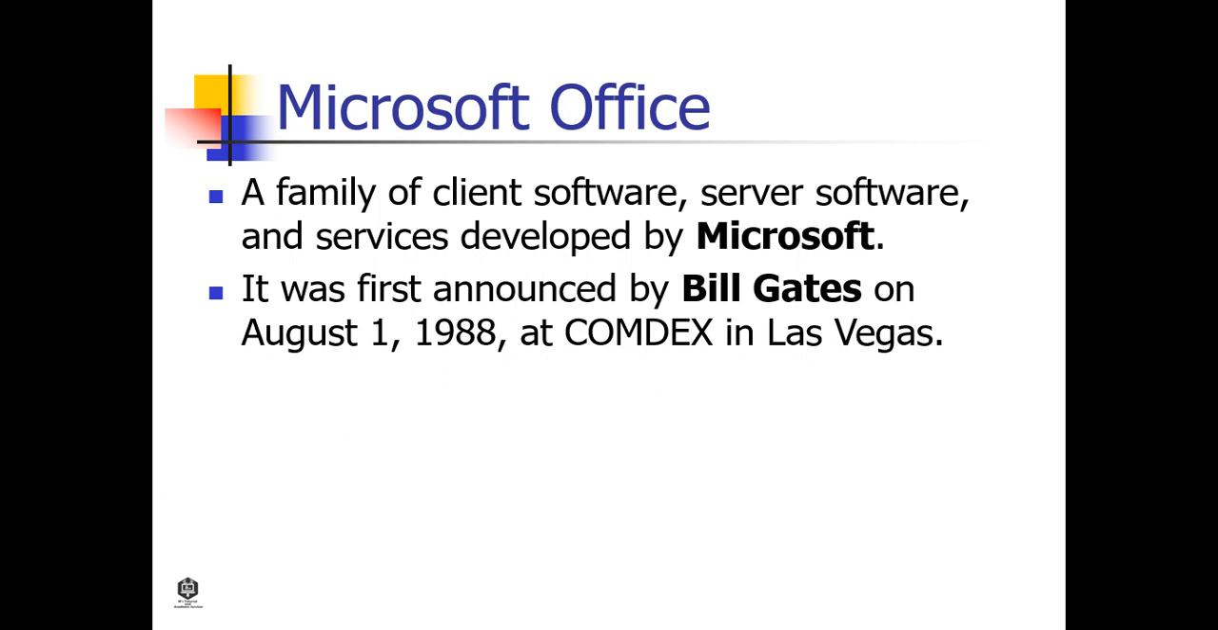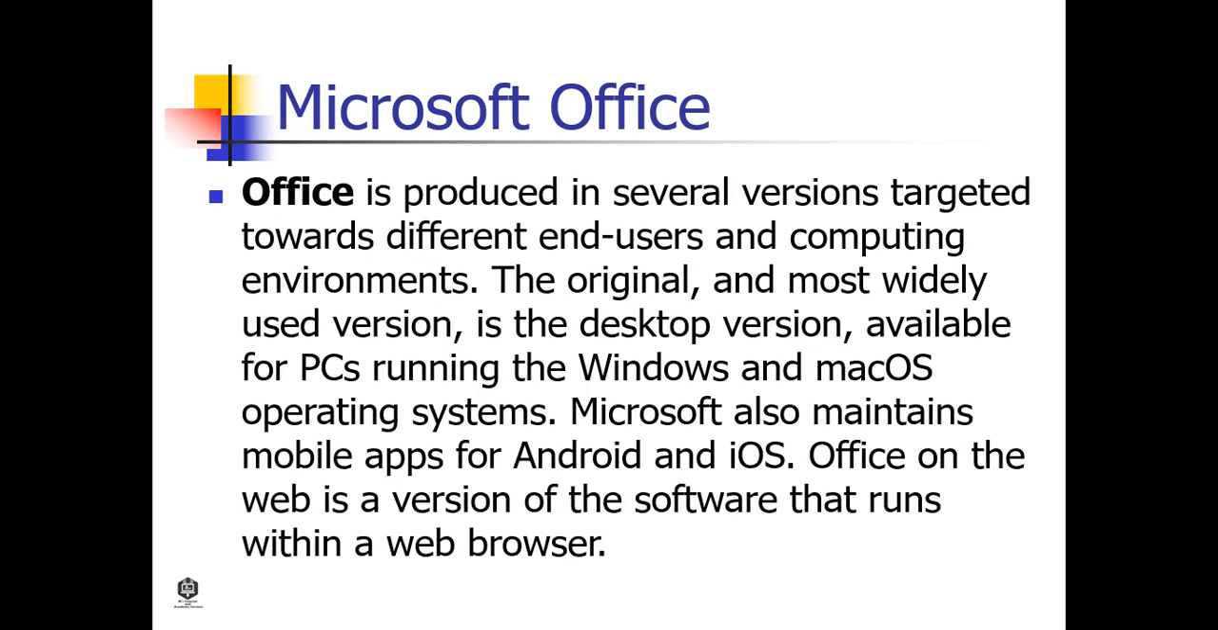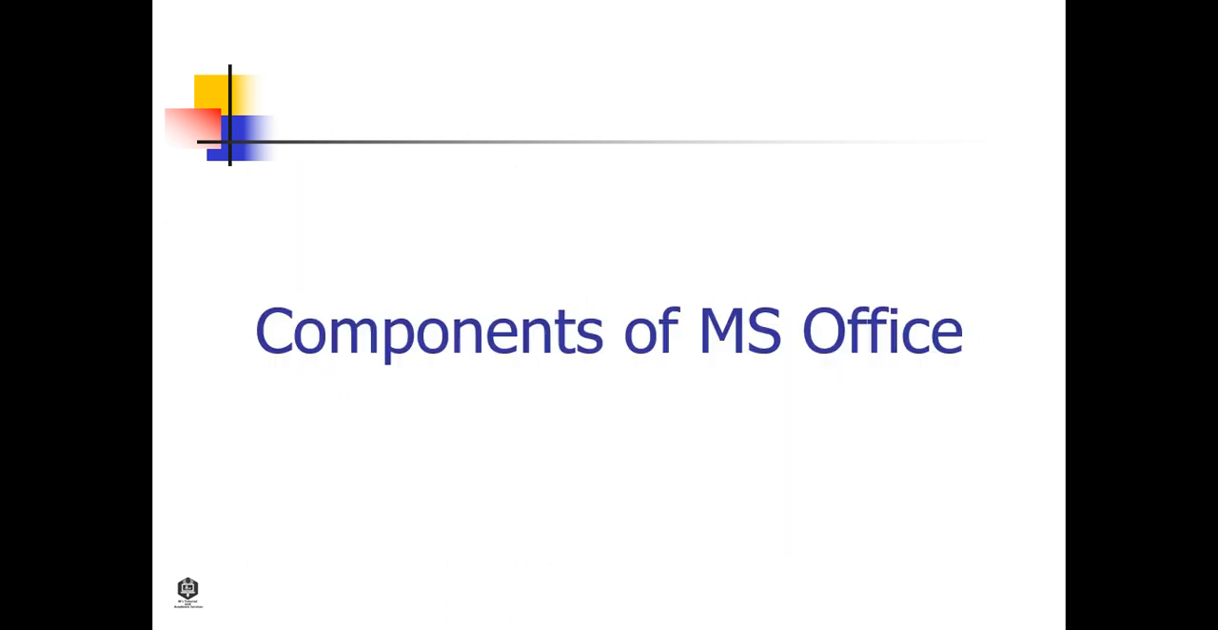Office is produced in several versions targeted towards different end users and computing environments. The original and most widely used version is the desktop version available for PCs running the Windows and Mac OS operating systems. Microsoft also maintains mobile apps for Android and iOS. Office on the web is a version of the software that runs within a web browser.